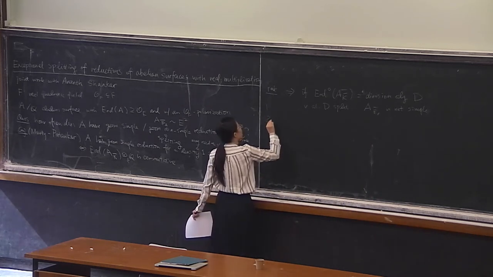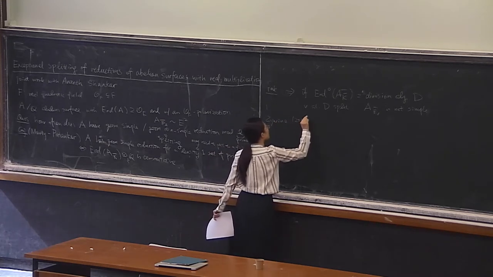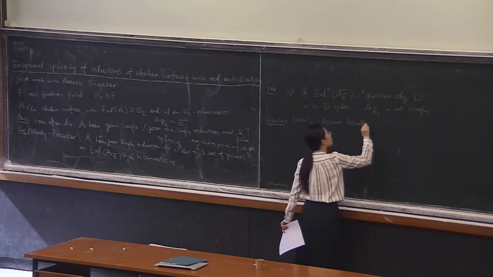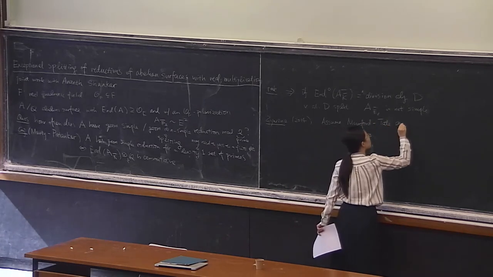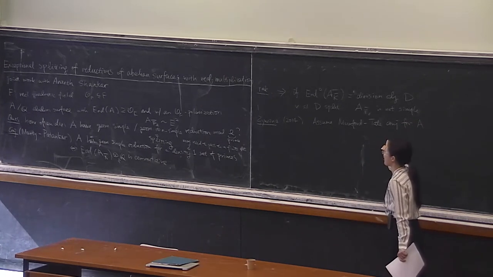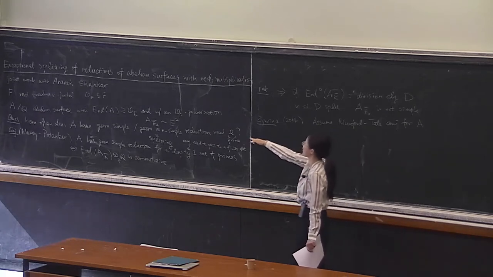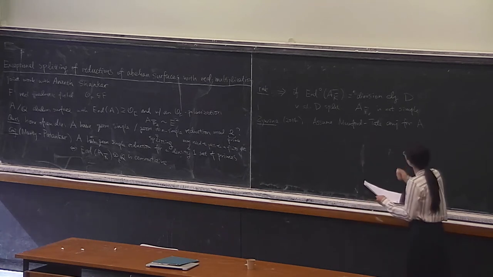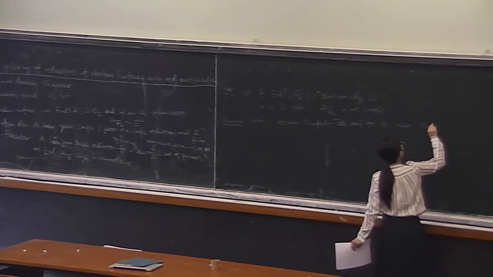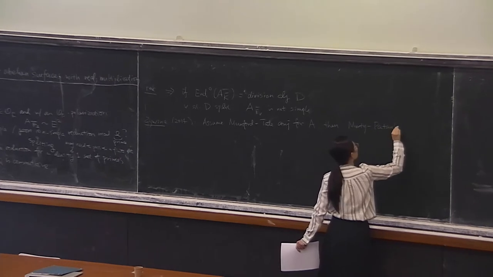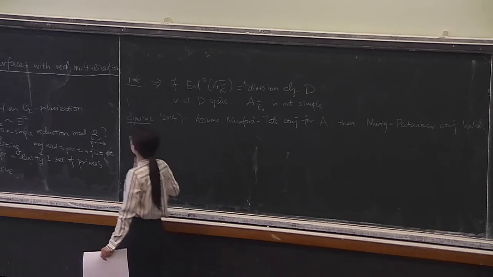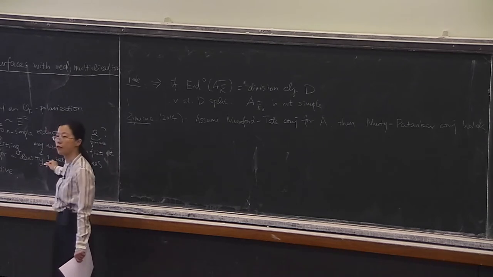And it is a result of Zywina in 2014. He says, if you assume the Mumford-Tate conjecture, then the conjecture by Murty and Patankar holds. I am not explaining what the Mumford-Tate conjecture is since it will not show up in the talk. I just say the Mumford-Tate conjecture is true for abelian surfaces. And he even gives an explicit description of which finite field extension you should go to.